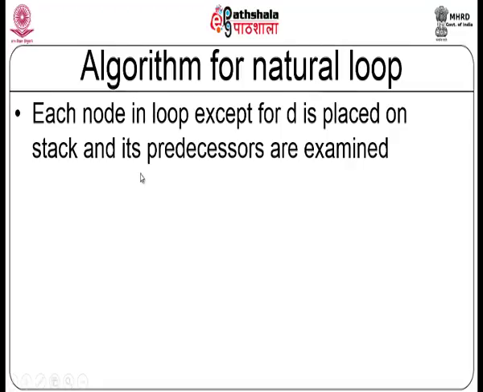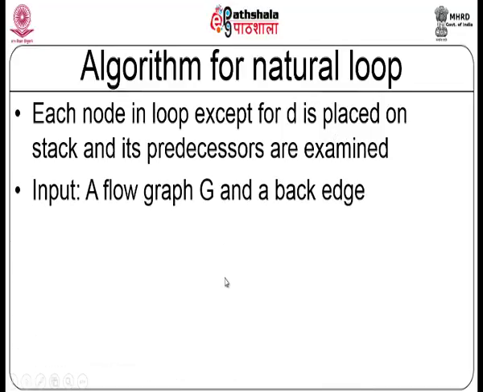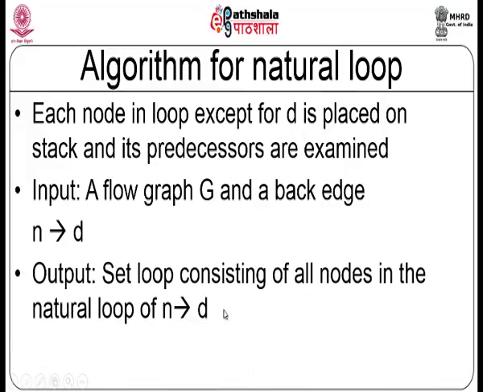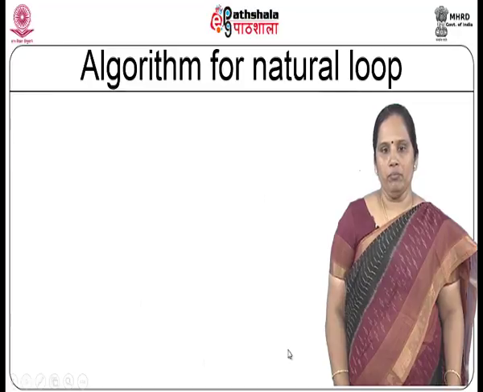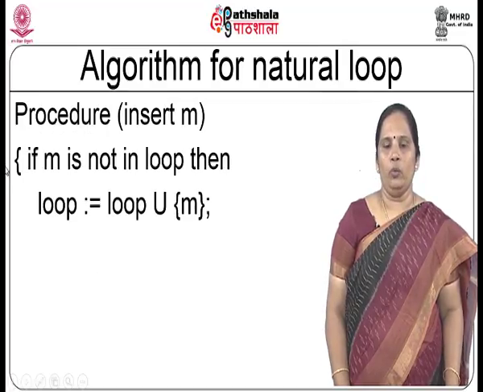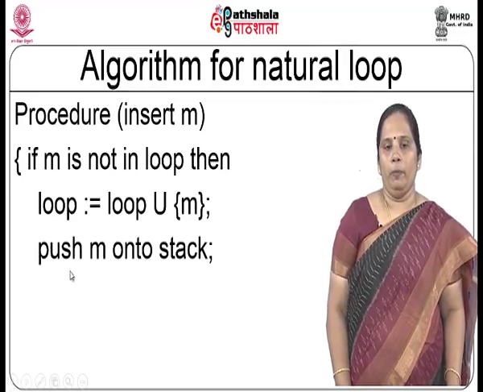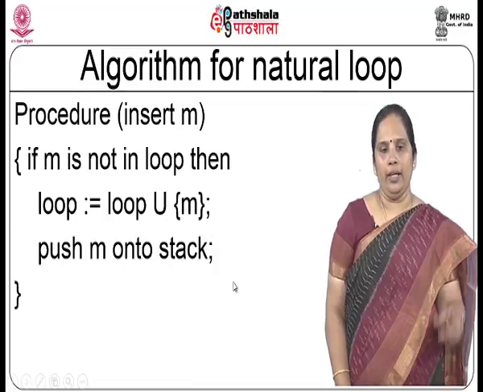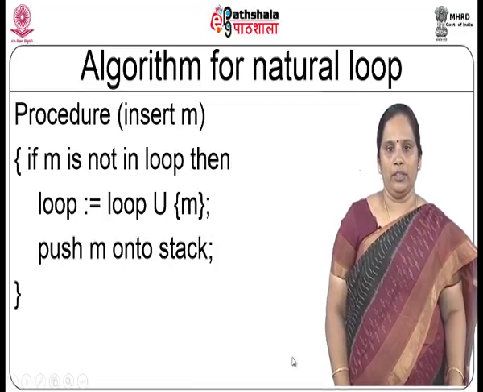Each node in a loop except for D is placed on the stack and its predecessors are examined. The input will be a control flow graph G with a back edge N to D, and the output will be a set loop consisting of all nodes in the natural loop of N to D. If M is not in the loop, then you insert it and push this node onto the stack. This is the procedure.